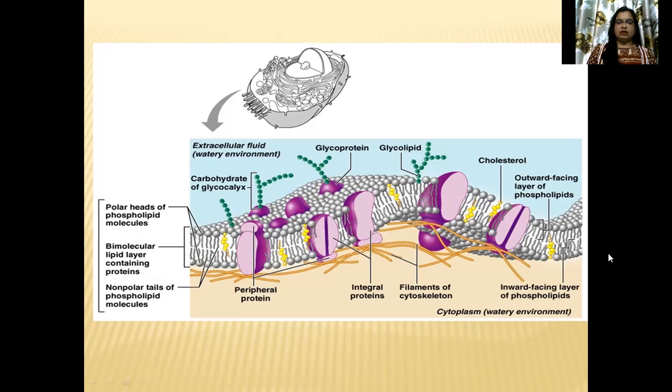Then outward facing layer of phospholipids and inward facing layer of phospholipids. Integral proteins, peripheral proteins, filaments of cytoskeleton. Polar head of phospholipid molecules. Then non-polar tails of phospholipid molecules and bimolecular lipid layer contains protein.